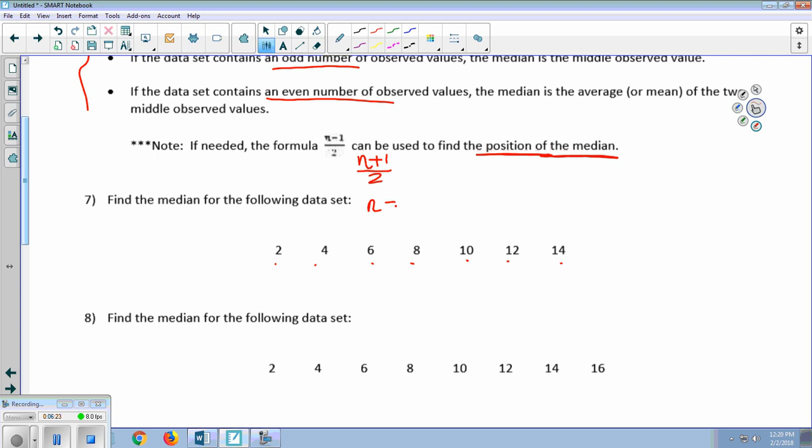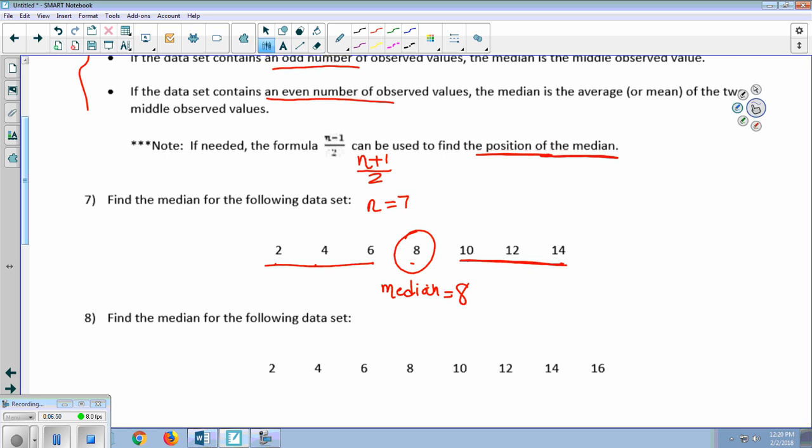So our n for this is 7. Since it's so small, we can visually cut it in half. We have 3 data points below the middle value and 3 data points above the middle value. Since this is odd, the median is our actual middle value.